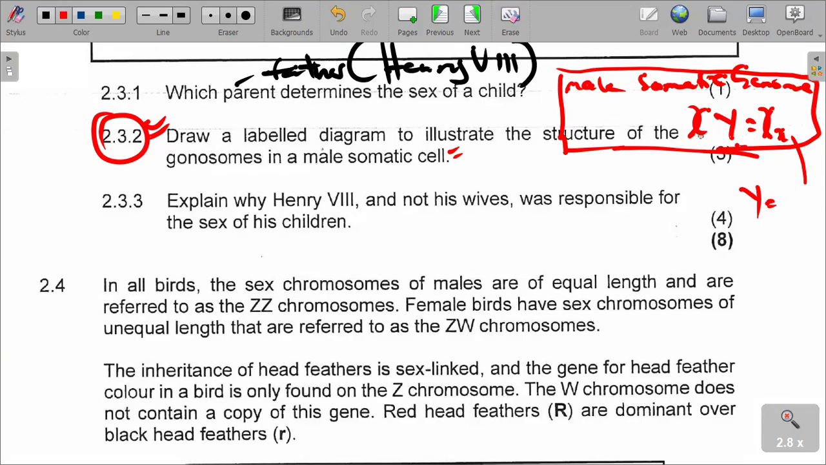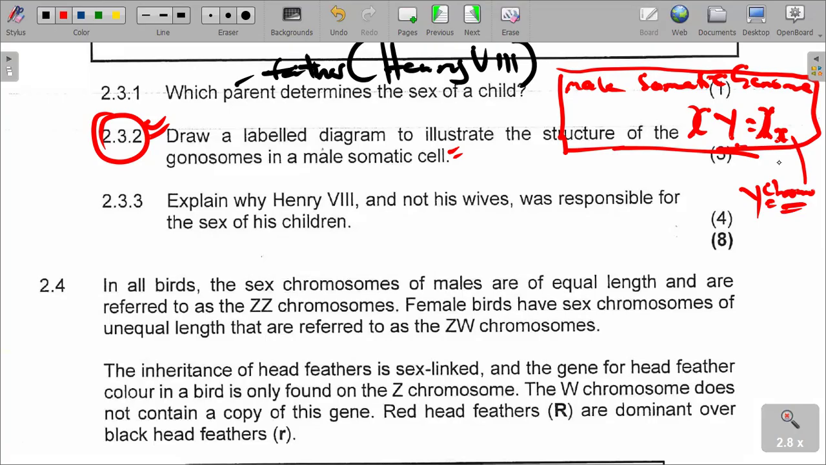We know that a male is XY, but when we draw, we need a diagram like this one, where we have the long and short chromosomes, with the short one representing the Y chromosome and the long one the X.